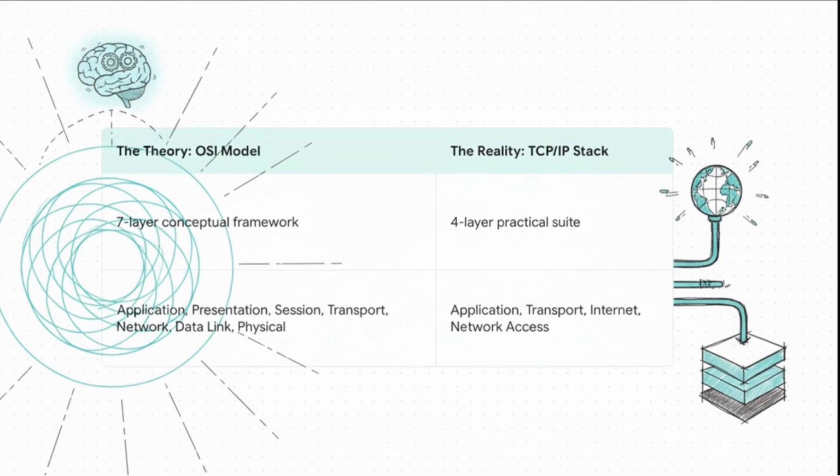On the left, you've got the OSI model. It's this beautiful, perfect 7-layer academic framework for how any two computers should communicate. It's a fantastic guide for learning. But on the right, that's the TCP/IP stack. It's the practical, scrappy, 4-layer model that the internet was actually built on. It's the one that's doing all the heavy lifting out in the real world.